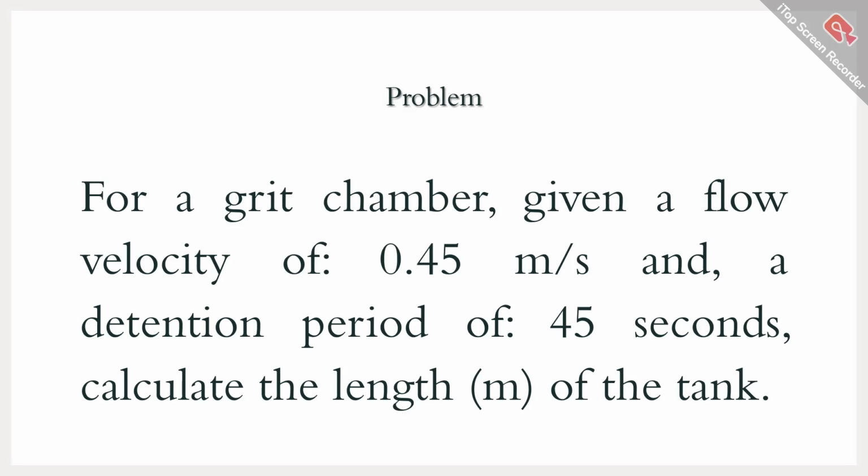So our first problem is something like this. For a grit chamber, given a flow velocity of 0.45 meter per second and a detention period of 45 seconds, calculate the length of the tank in meters.